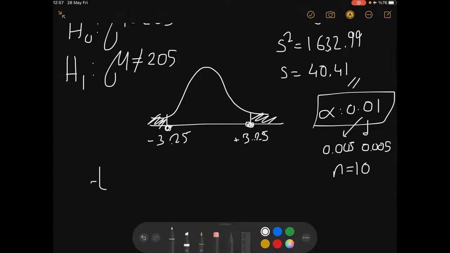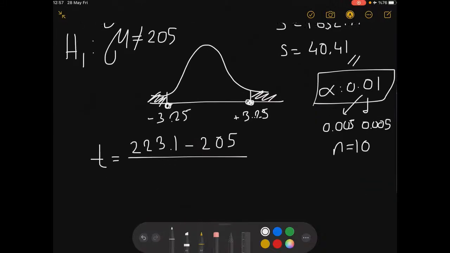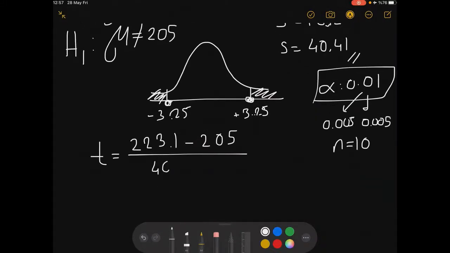So your T, when you calculate this, is 231 minus 205, this is what we're testing against. See, your arithmetic mean is right here, 231, over 40.41 over square root of 10, s over square root of 10, it will give you 1.416. So where is it located? 1.416. It's located right here.